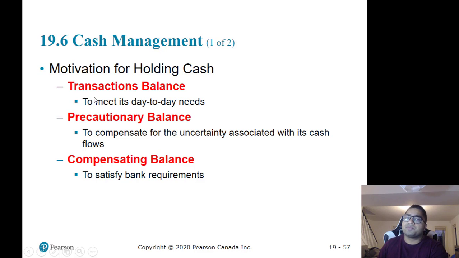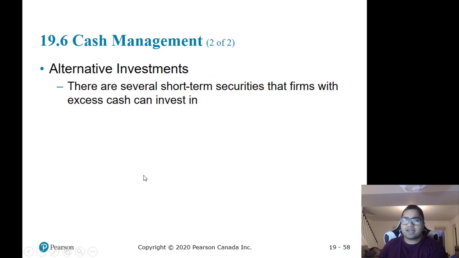Now the last part is cash management. There are motivations for holding cash. You need transaction balance to meet day-to-day expenses. You need precautionary balance if something goes wrong with the business. For example, if something like a pandemic happens, you need cash in hand to survive that. And you need compensating balance. Sometimes a bank requires that you keep a minimum amount of balance with them, so you need cash for that.